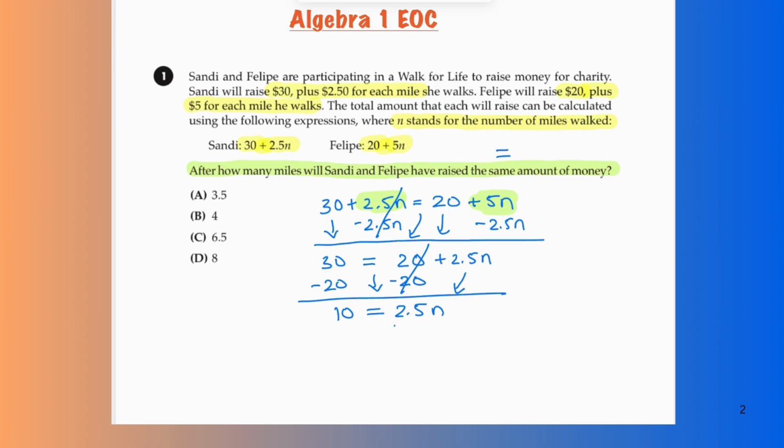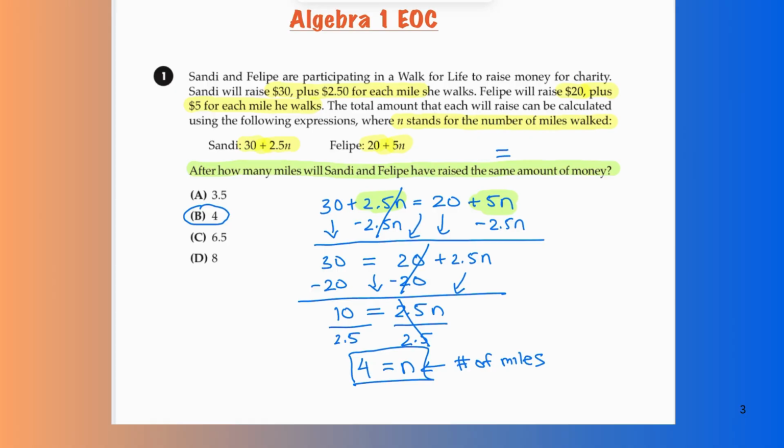Now, the only number I have left to get rid of is that 2.5. It's being multiplied by n, so I'm going to do the opposite or the inverse operation, which is to divide by 2.5. Why? Because if I divide 2.5 by 2.5, I'm going to get 1. And 1 times n is just n. Now, again, whatever I do to the right, I have to do to the left as well. So I'm dividing by 2.5 on the left to give me 4. And from the problem, it tells us that n represents the number of miles. So I can read this as the number of miles is 4. And I see that that is answer choice B.